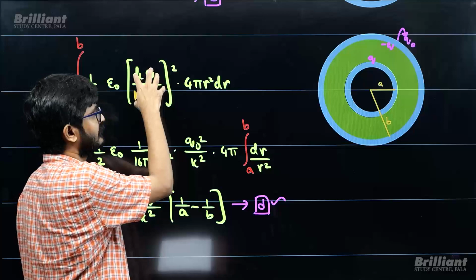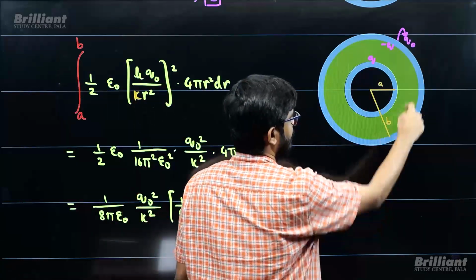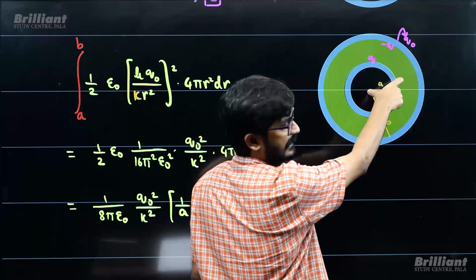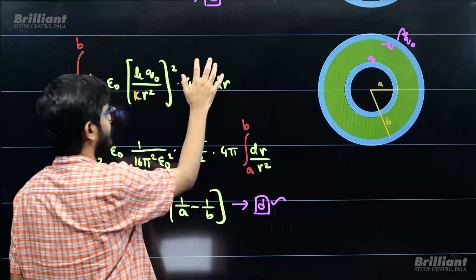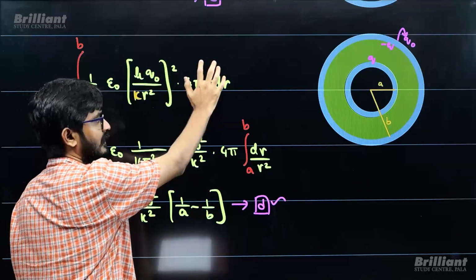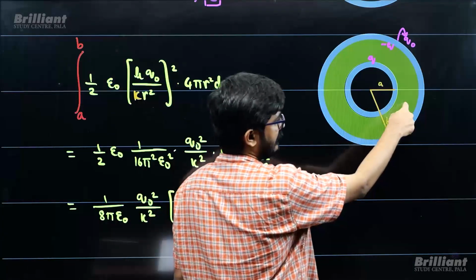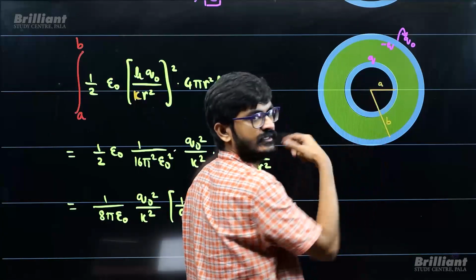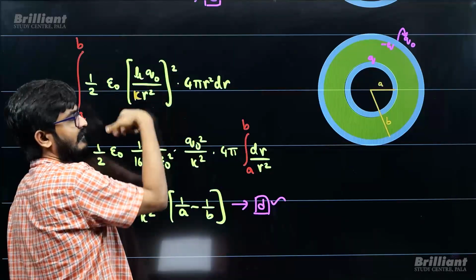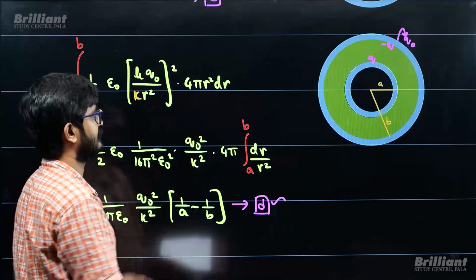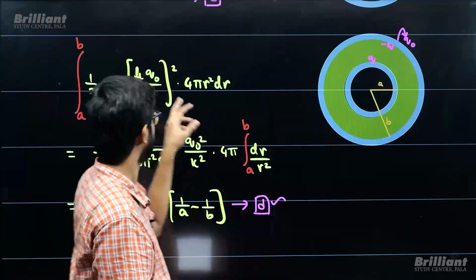Half epsilon naught E square is the energy per unit volume, into, if I take some element here, what is the volume of that element? If I take it at a radius r, so 4 pi r square dr will be the volume, right? This is energy stored per unit volume into volume. Now be careful here. Now the electric field is how much? If there was no dielectric, the electric field would have been kq by r square. Now because there is a dielectric, the electric field will be 1 by k times the earlier value, right? So this is the energy stored in that element. Now if I integrate from A to B, I will get the energy stored.